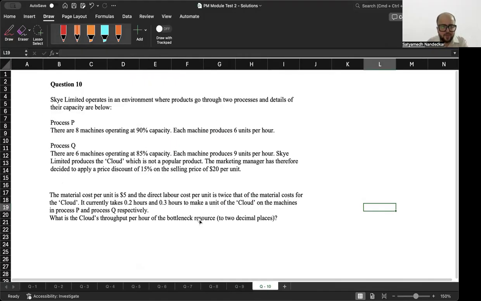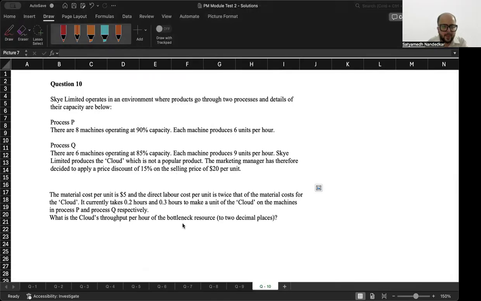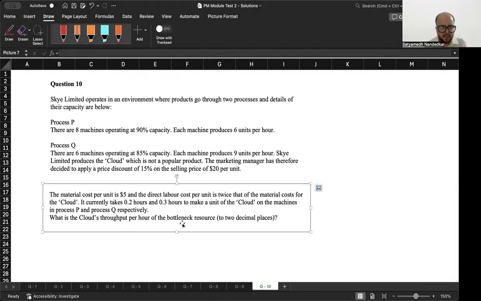Okay, and last one. What is Cloud's throughput per hour of the bottleneck resource, limited to two decimal places? Now, the first step is to identify, of course, what the bottleneck is.